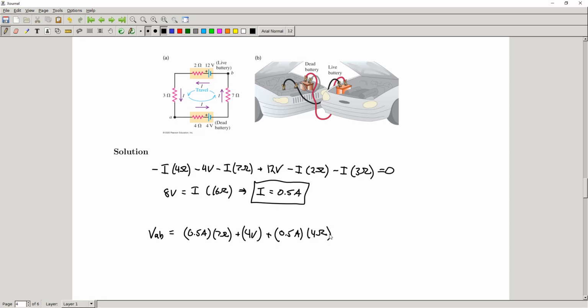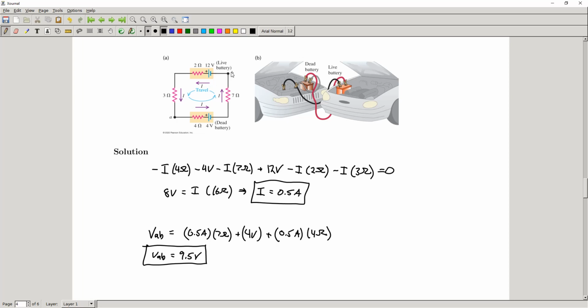If we add all that up, what do we get here? We get 3.5, 4 more, and 2 more. So you're going to end up with a VAB equal to 9.5 volts. So this is the potential difference between A and B. This is VAB, and we can see how we can use our Kirchhoff's loop rule to get this.